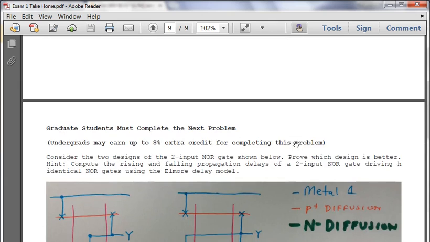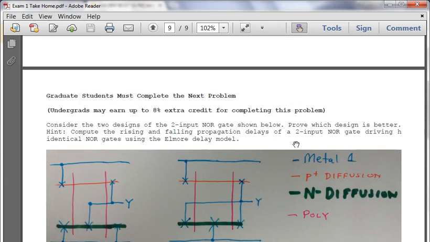And then for this last problem, this is a problem that the grad students are required to do. All other students may receive up to 8% extra credit for attempting this problem. Consider the 2 designs of a 2-input NOR gate below. Prove which design is better. Hint: compute the rising and falling propagation delays of a 2-input NOR gate driving H identical NOR gates using the Elmore delay model.